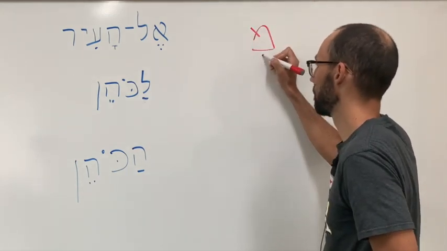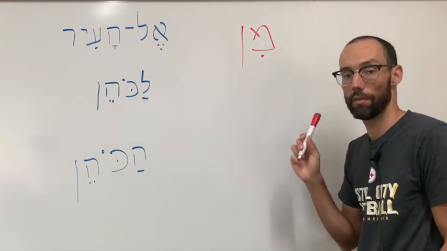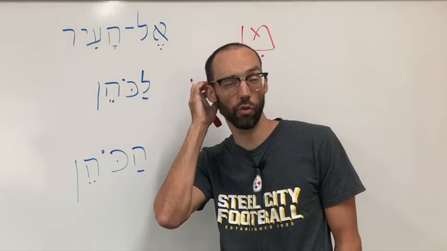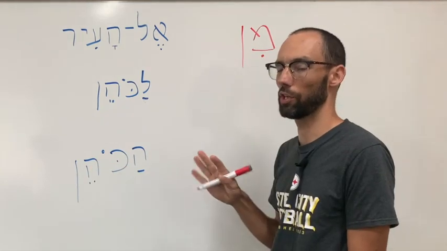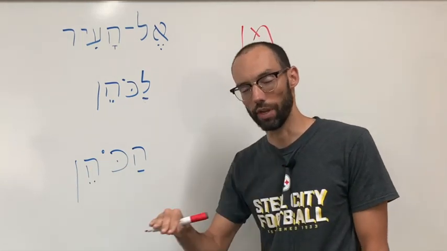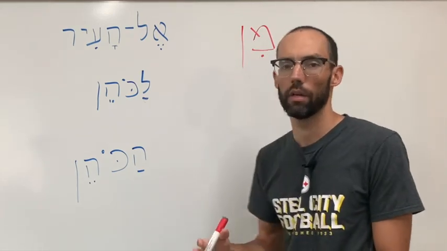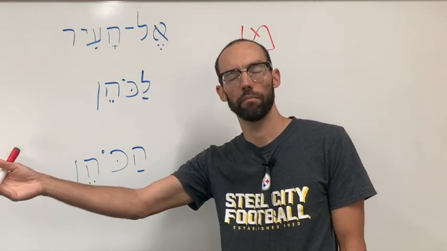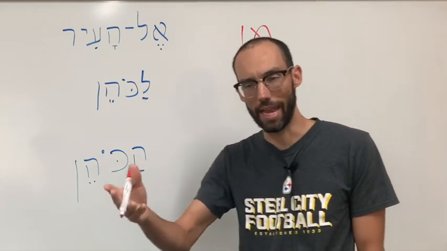mem, hirik, final nun, min. Min means from. It's very important. It's also the word they use for comparing things. So in that situation, it probably is smoother in English to say than rather than from, right? Like you said, he is richer from that man. It sounds awkward in English, but if you say he is richer than that man.